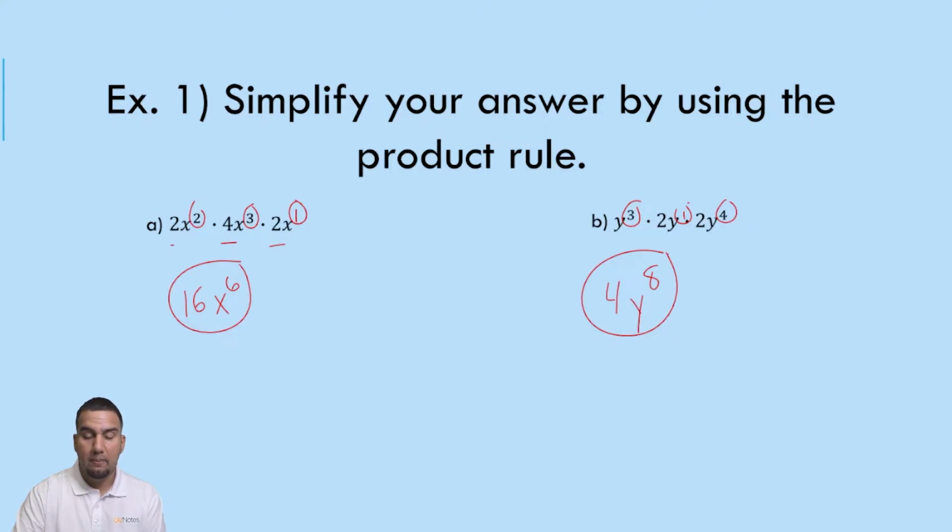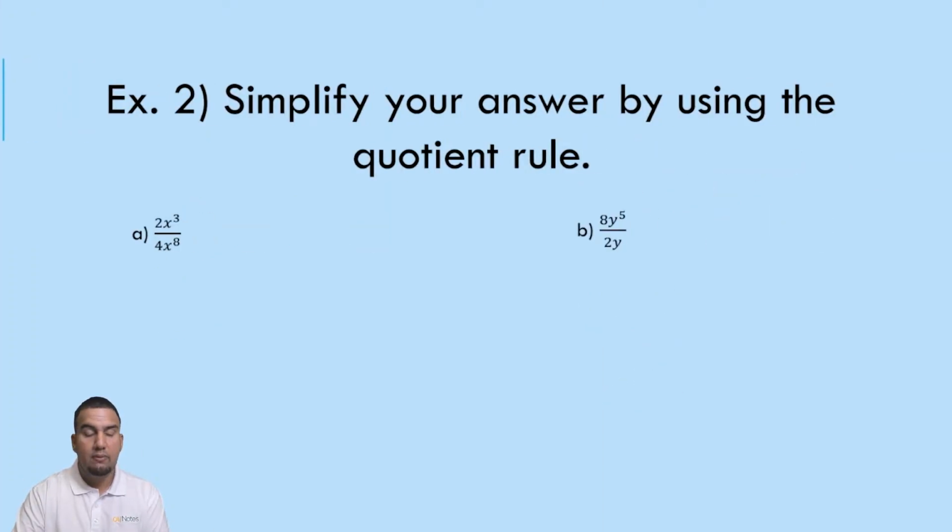Hopefully that wasn't that bad. But you have to remember, when you do product rule, you're going to add the exponents when you're multiplying the bases. Okay? All right, in example 4, we're now going to move on to quotient rule. If you remember, quotient rule means subtracting the exponents when you're dividing the bases. So I'm going to look at this problem. Whenever I deal with a fraction, I always like to answer my fraction with the fraction.